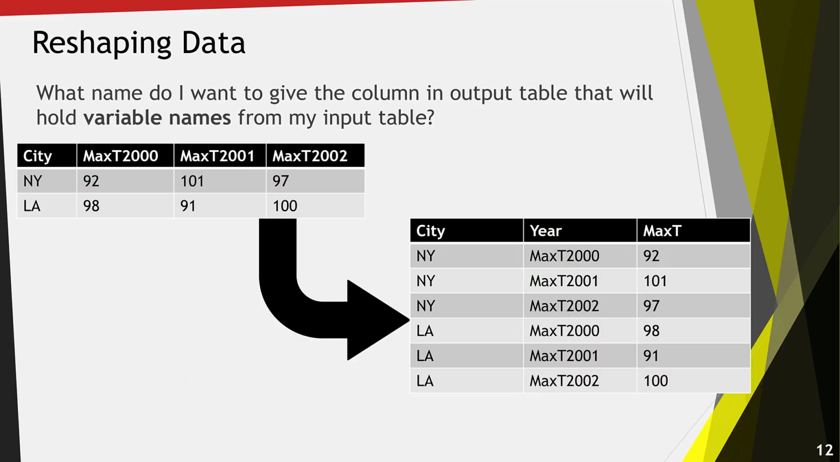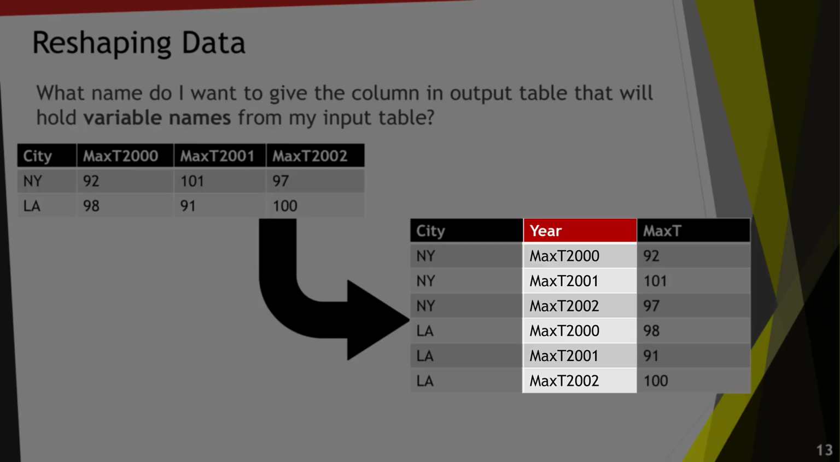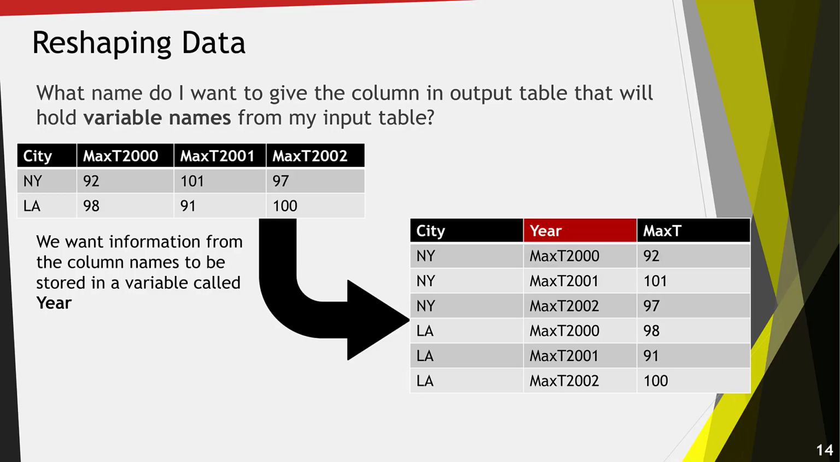The second question you should ask yourself is, what name do you want to give to the column in the output table that's going to hold the variable names from your input table? In this case, we can see in the output table, I'd like to store that information from the column names in the year column. So my answer to this question is that I'd like the information from the column names to be stored in a column named year.